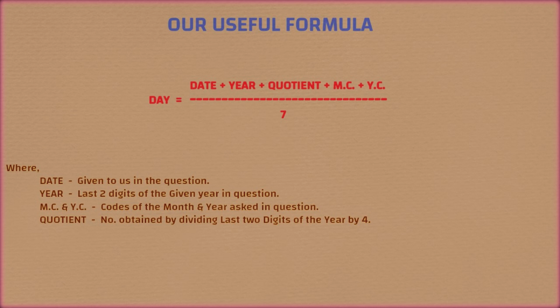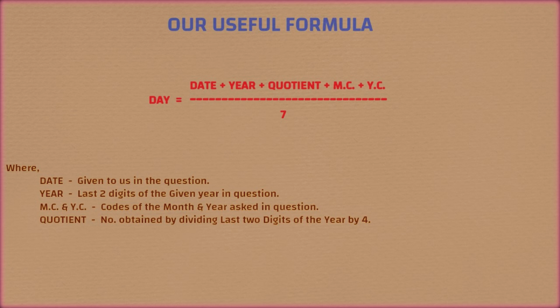Year represents the last 2 digits of the given year in the question. Quotient means the whole number that we get after we divide those last 2 digits of the year by 4. MC is the month code and YC is the year code. Also note that we are dividing by 7 because in a week there are 7 days present, and in order to calculate the day on which our given date will fall, we need to divide by 7.